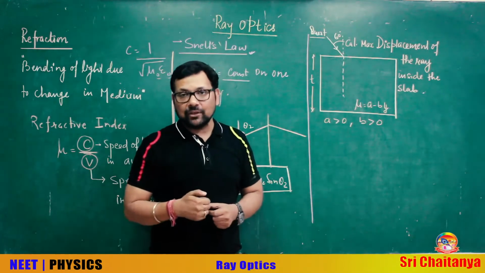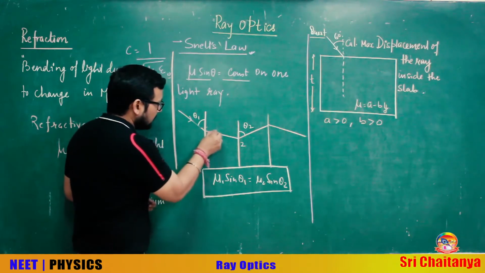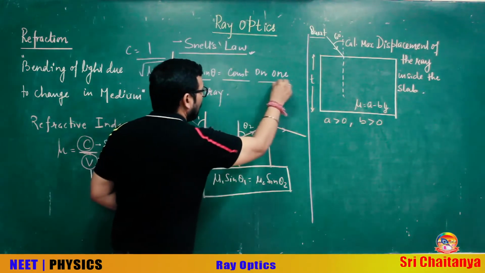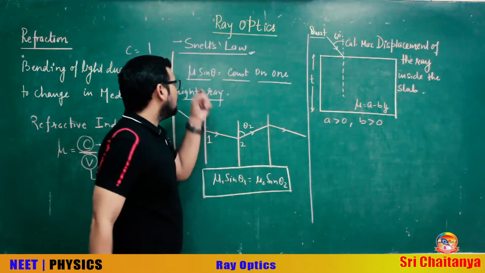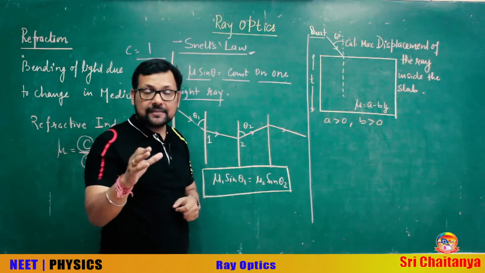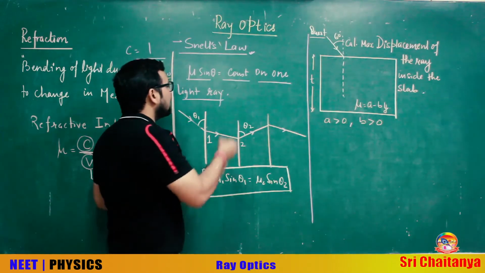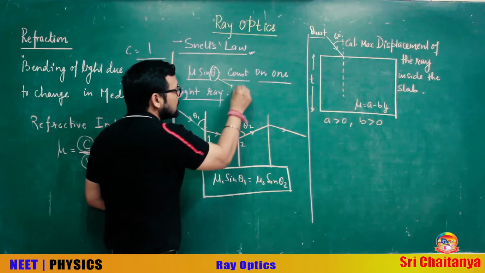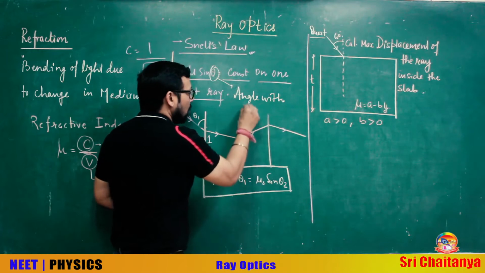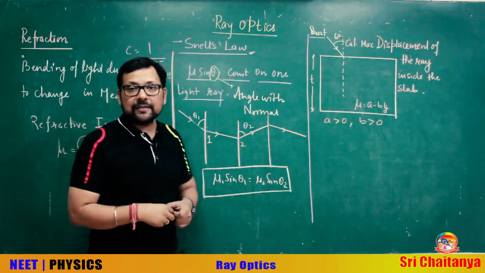What exactly is Snell's law? See, I'm describing it for you. Suppose this is a light ray. On one light ray, you can see here, mu, the refractive index, and sine theta. What is theta? Theta here is the angle of incidence, or angle with the normal. Theta is the angle with the normal. So on one ray, these two, the product, remains constant.